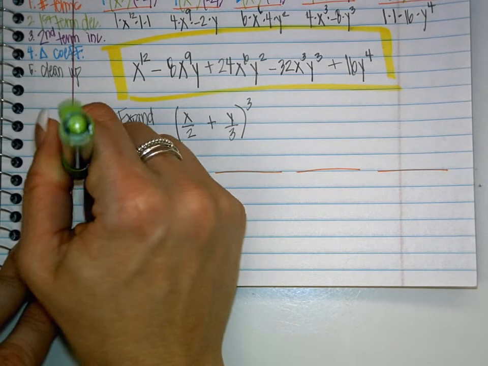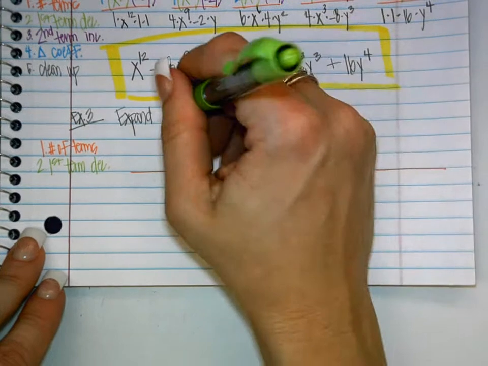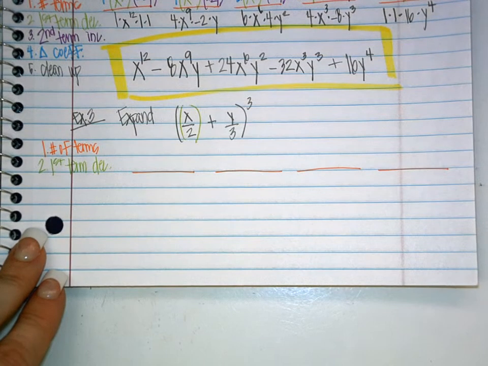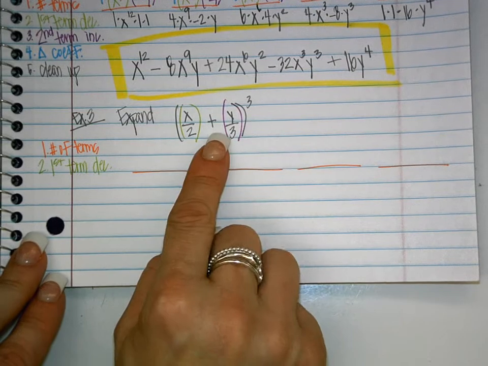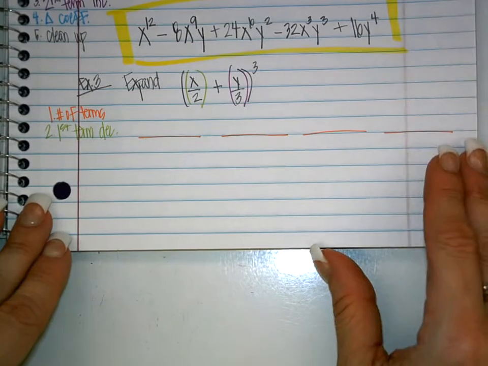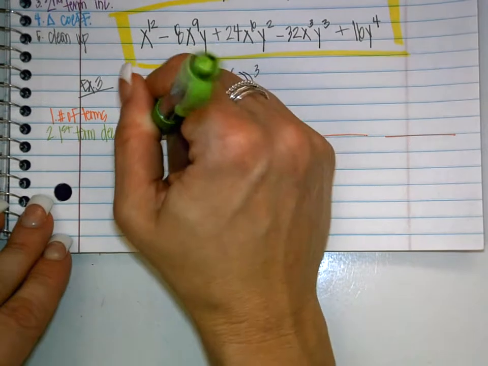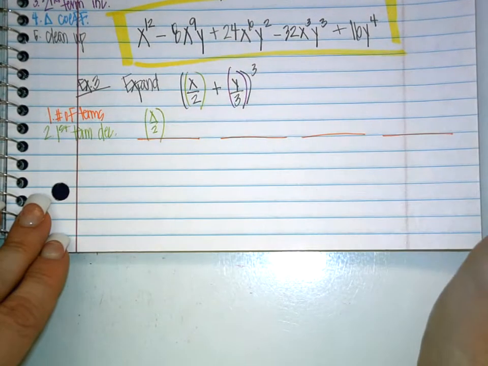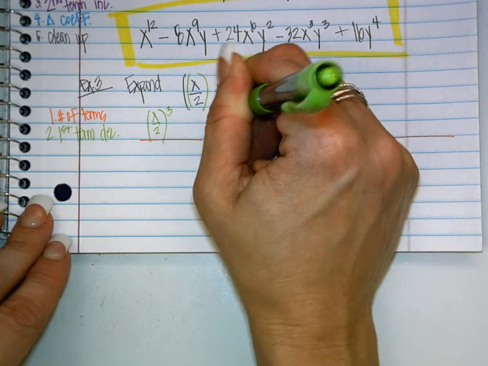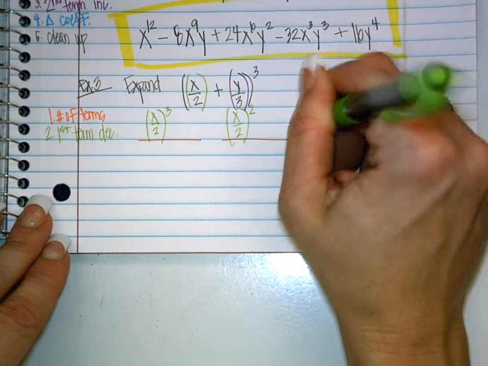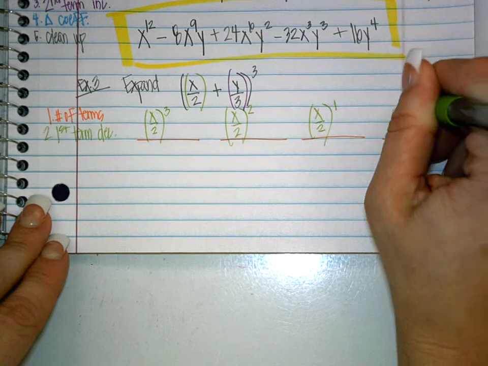Increasing or decreasing in exponent value? Decreasing. Okay, so your first term is actually the x over 2. Your second term is the y over 3. You don't have to worry about taking the positive or negative or anything like that with it. So your first term is going to be decreasing. So the whole x over 2. What exponent do I start with? 3. Then x over 2 to the second. x over 2 to the first. And x over 2 to the 0 power.